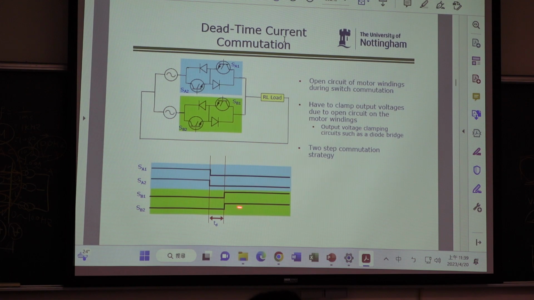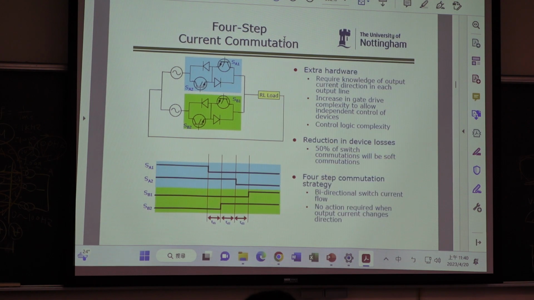But what is the disadvantage? During this time interval, this is already turned off, this is not turned on yet. So we create a spike, right? So we need some circuit to absorb the spike, just like a snubber. We will discuss that later. So we use dead time. But dead time is not good.